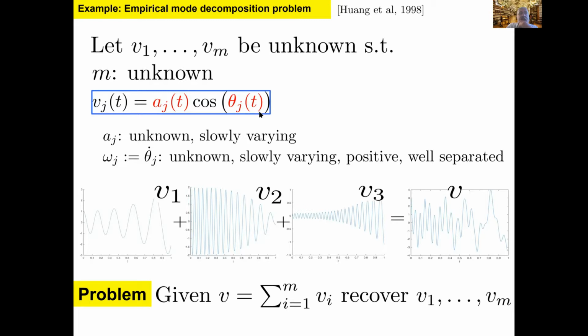In this problem, you observe a signal V on the time interval [0, 1], and you try to recover the modes composing this signal. You don't know how many modes are composing the signal, and the only thing that you know is that each mode is a quasi-trigonometric function with an unknown slowly varying amplitude and an unknown slowly varying frequency.